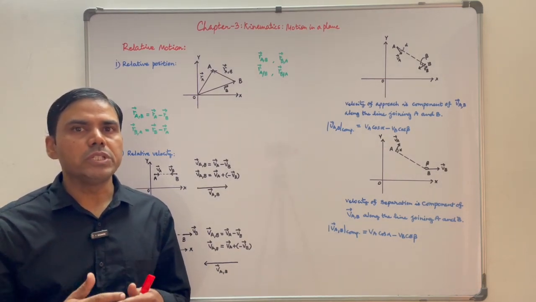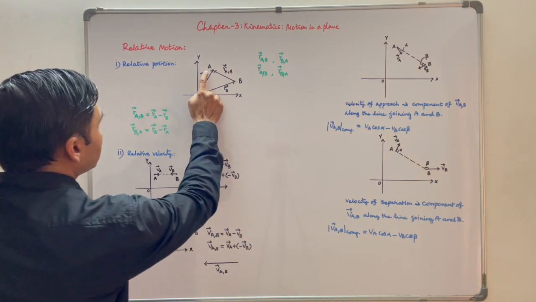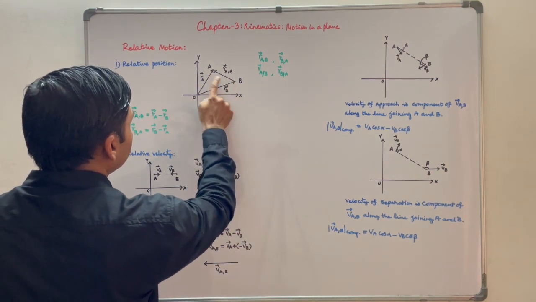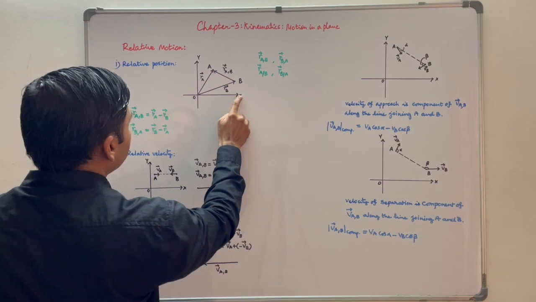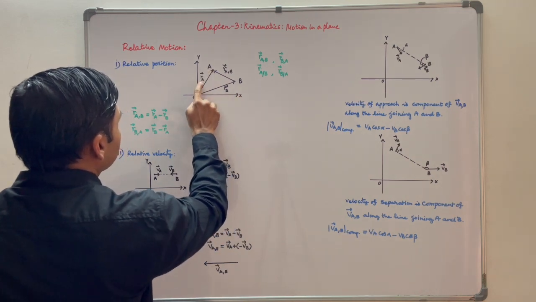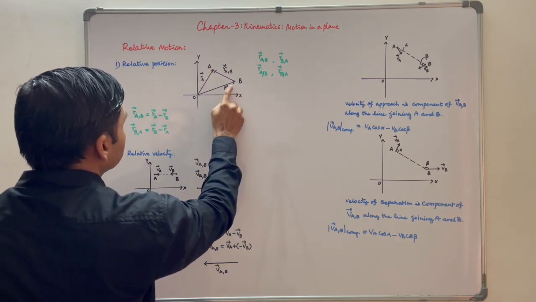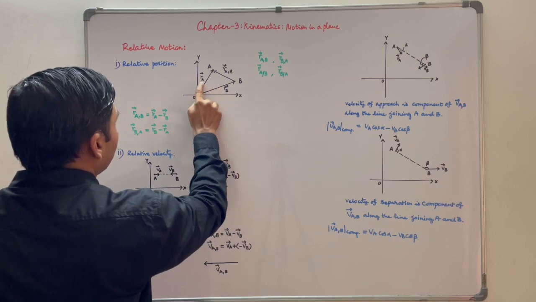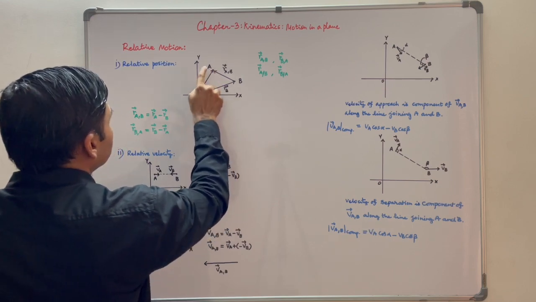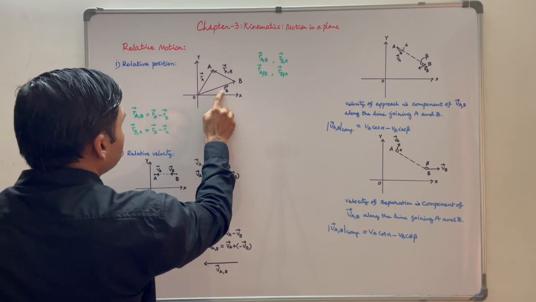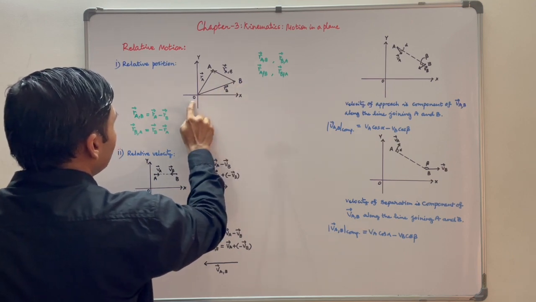First, relative position. Consider two particles, particle A and particle B in 2D Cartesian coordinate plane. Position of A is given by vector RA and position of B is given by vector RB. RA represents position of A with respect to origin and RB represents position of B with respect to origin.